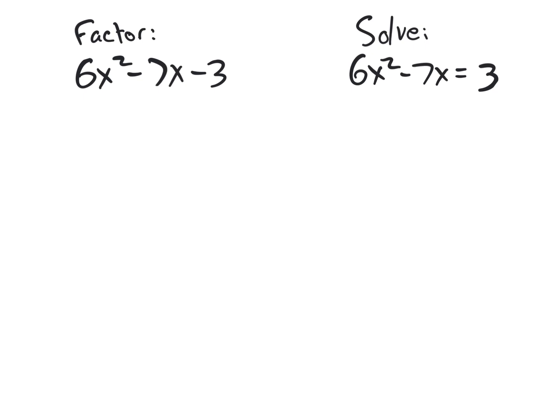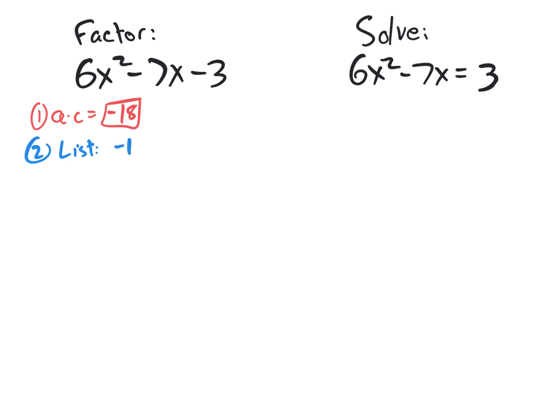Step 1 is to multiply a times c. What do I get when I multiply a times c? Help me out here. -18. Okay, so that's the answer for step 1. Step 2 is to, in case you forgot, make a list of the multiples of that answer, -18.